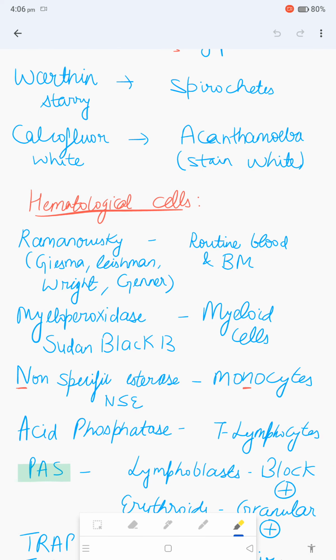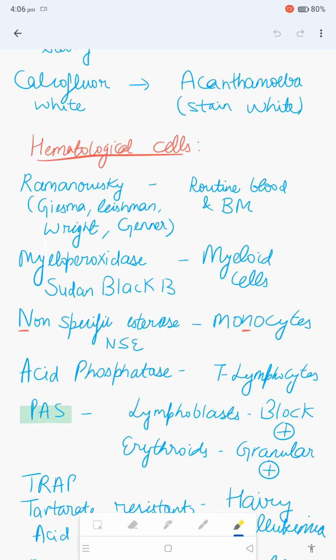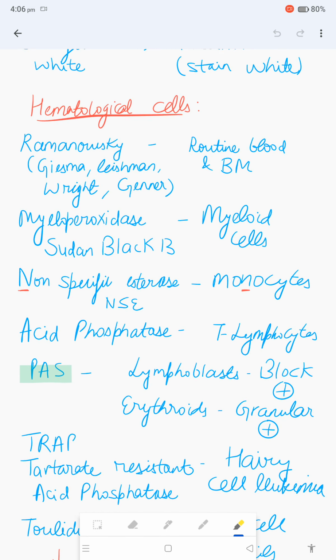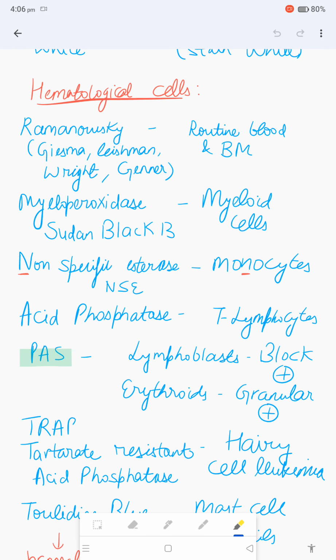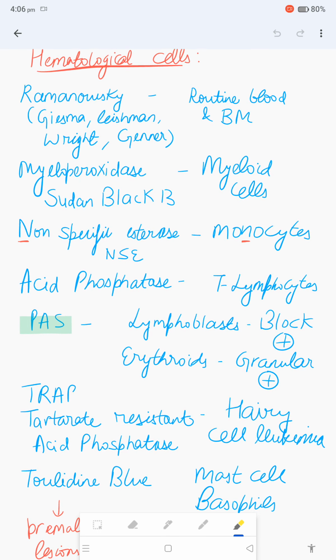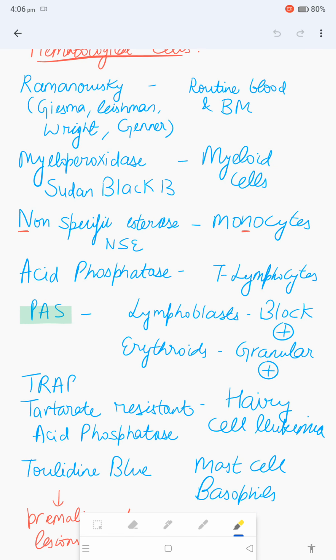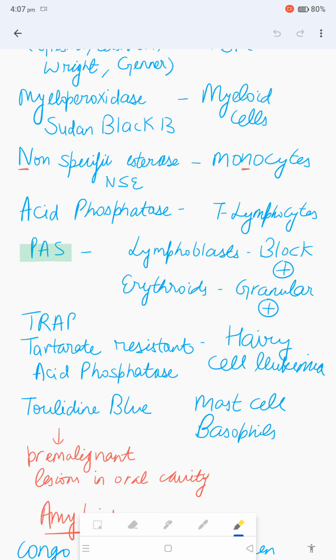Then we have hematological cells. For hematological cells we have Romanowsky stains. In the Romanowsky stains we have Giemsa, Leishman, Wright and Jenner stain. The four stains are included in the Romanowsky stain and it is used for routine blood and bone marrow. Then myeloperoxidase and Sudan black B. Myeloperoxidase is for myeloid cells and Sudan black B is also for myeloid cells. Myeloid cells also have Auer rods and the nucleoli.